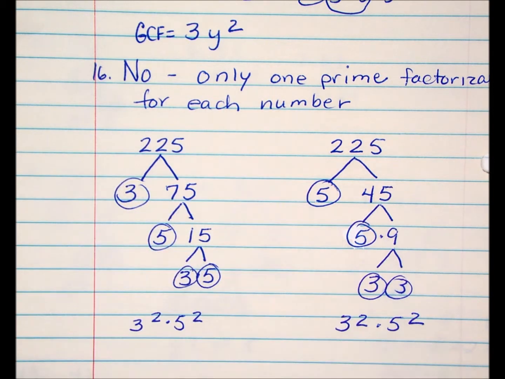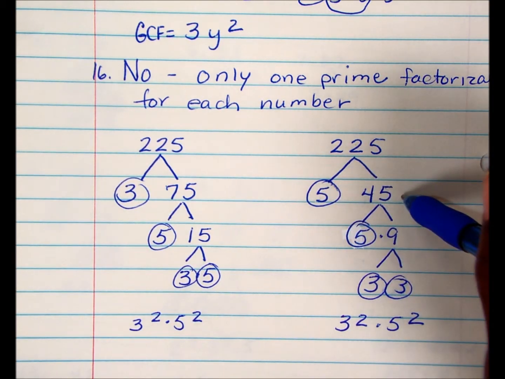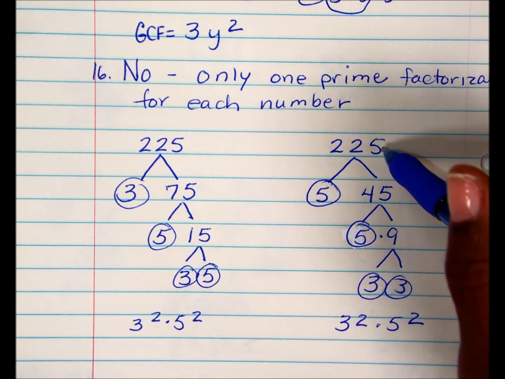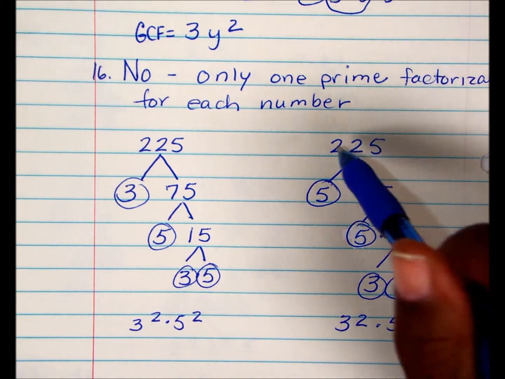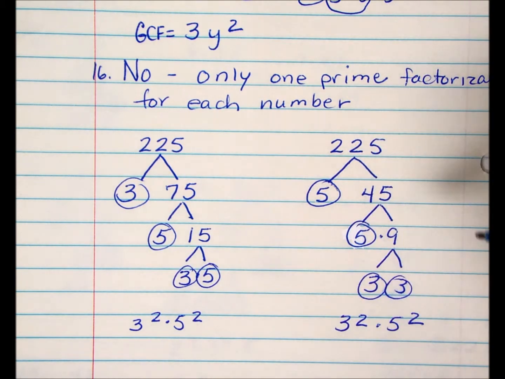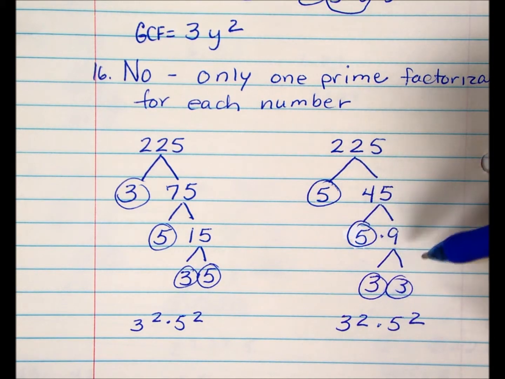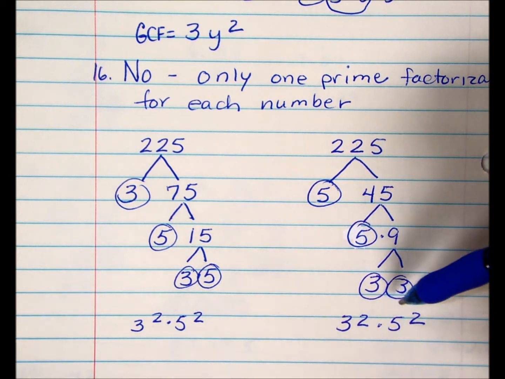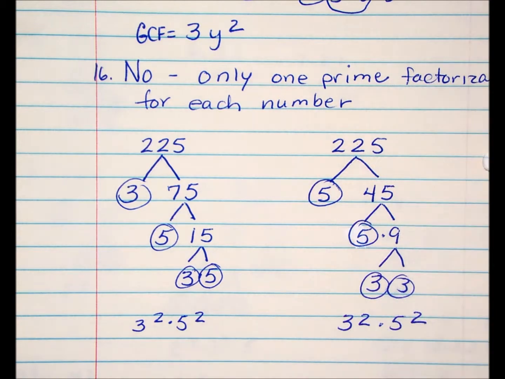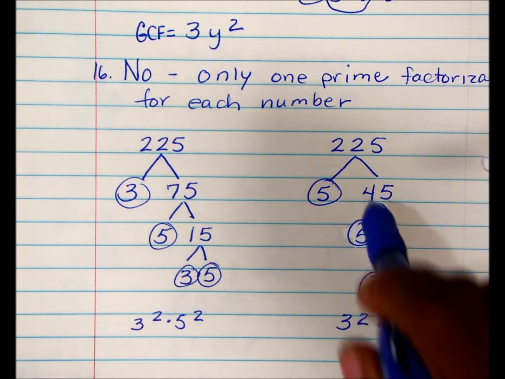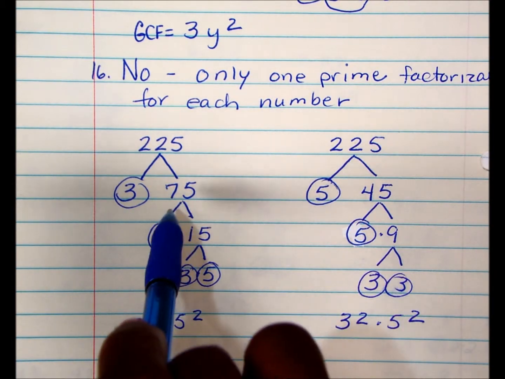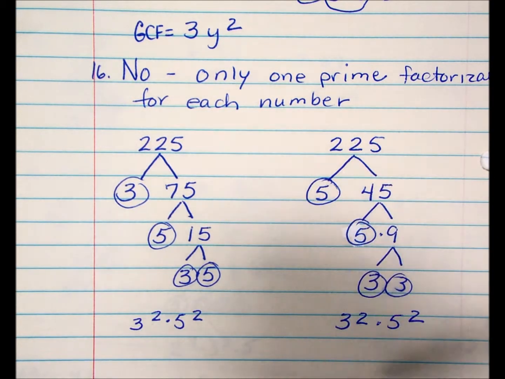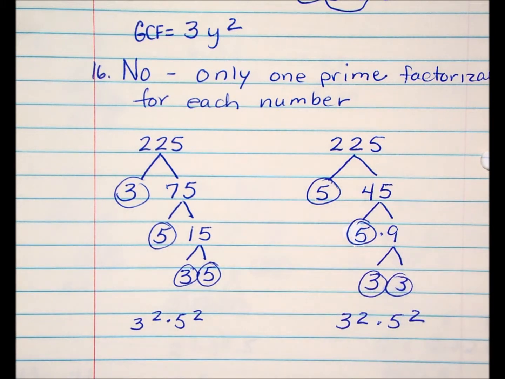But over here they started with a different number. They did 5 times 45. Looking at it ending in 5, deciding 5 worked, instead of adding the digits up to find out that 3 would work. So 5 times 9 is 45, so we've got our 2 5s there, and then 9 is 3 times 3. So again, 3 squared times 5 squared. It doesn't matter how you start. You can start with any number it's divisible by. Its prime factorization is going to come out to be exactly the same.